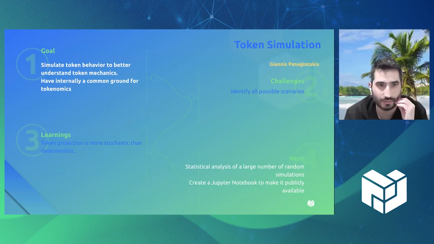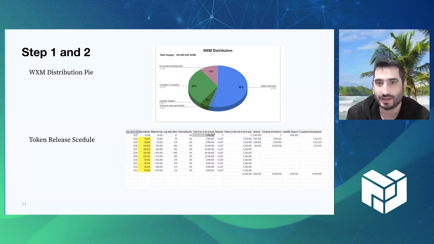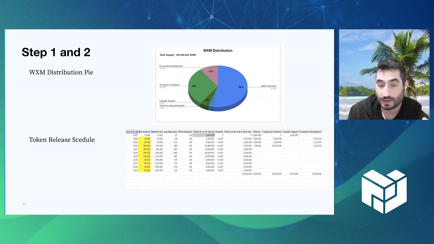Can you move the slide? Nice. This is the WeatherXM token distribution. We will mint 100 million tokens in a 10-year period, and you can see how we'll distribute them, and the token release, how many tokens will be emitted every year in the next 10 years.